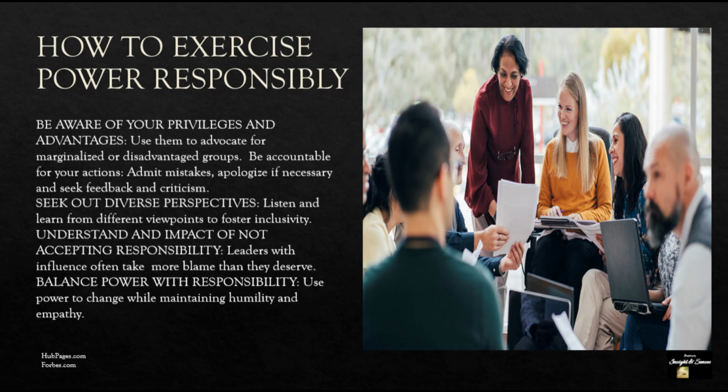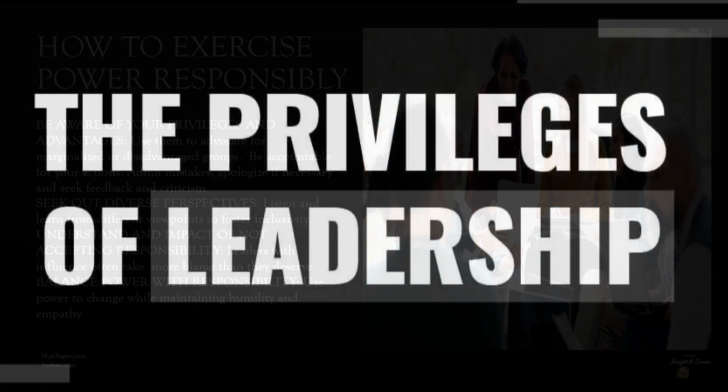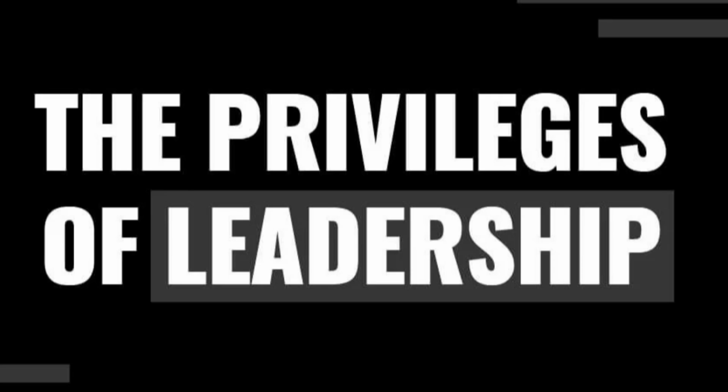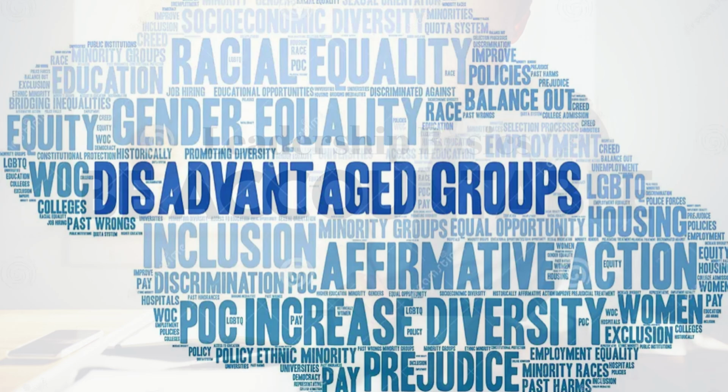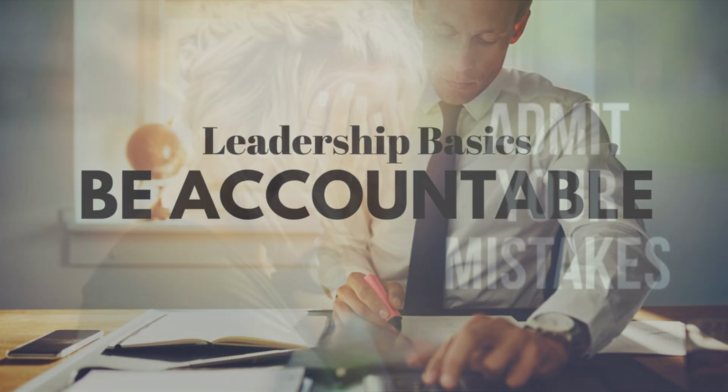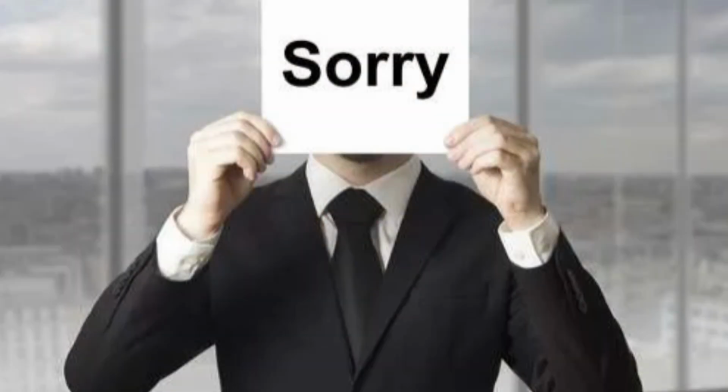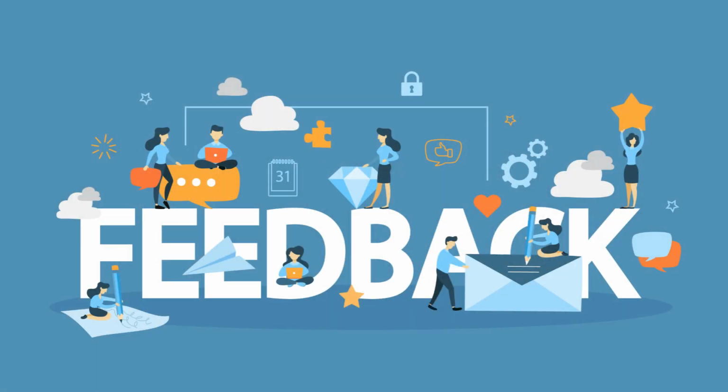How to exercise power responsibly. Be aware of your privileges and advantages. Use them to advocate for marginalized or disadvantaged groups. Be accountable for your actions. Admit mistakes, apologize if necessary, and seek feedback and criticism.